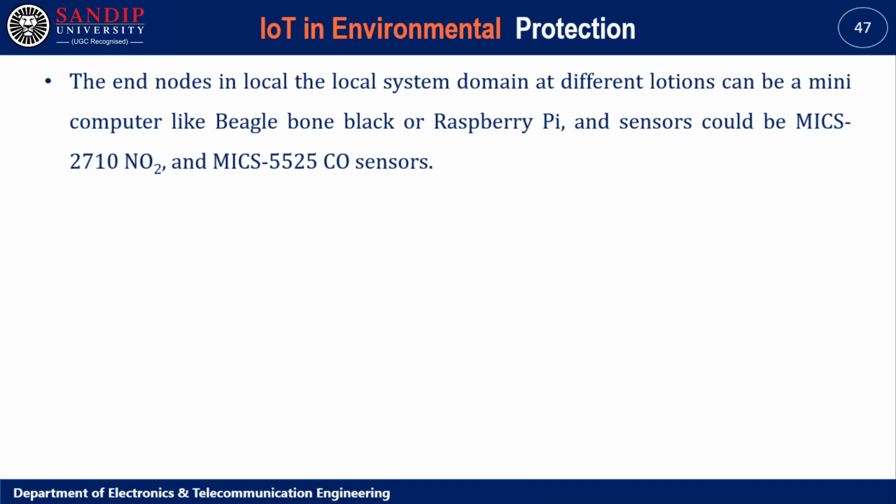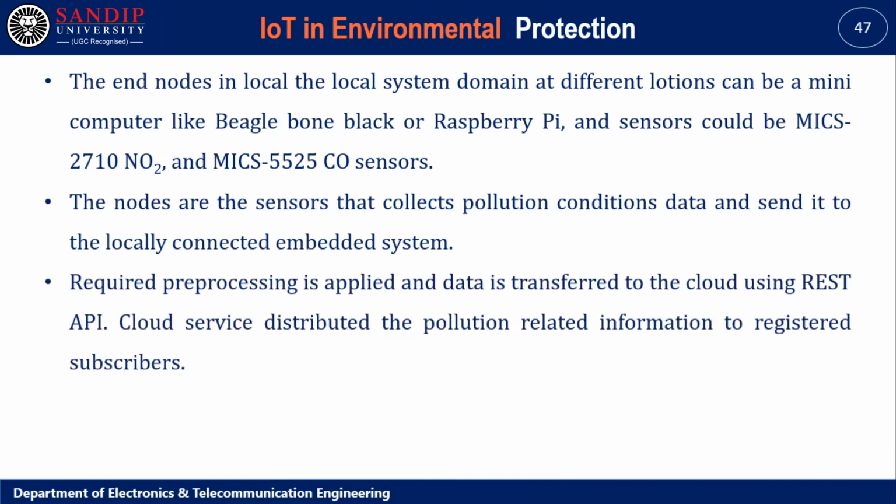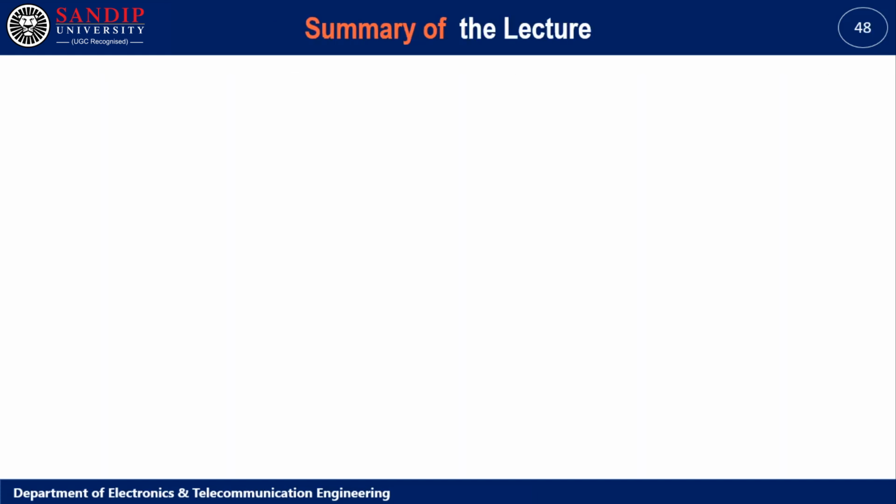The end nodes in the local domain at different locations can be a minicomputer like a BeagleBone Black or Raspberry Pi, and the sensors could be the MICS 2710 NO2 and MICS 5525 CO sensors. The nodes are the sensors that collect pollution condition data and send it to the locally connected embedded system. Required pre-processing is applied and data is transferred to the cloud using REST API. The cloud service distributes the pollution related information to registered subscribers.